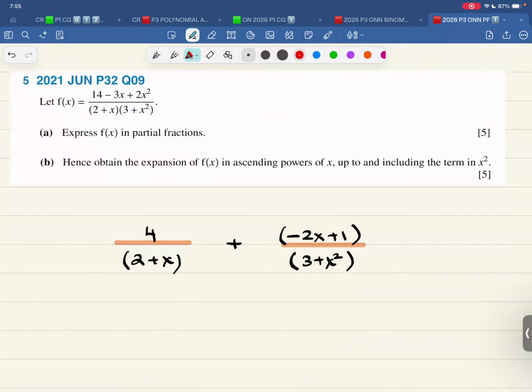So that's the value of A, which is 4. And then you found the value of C, which is 1. And then you found the value of B, which is negative 2. So that is how this thing is written.